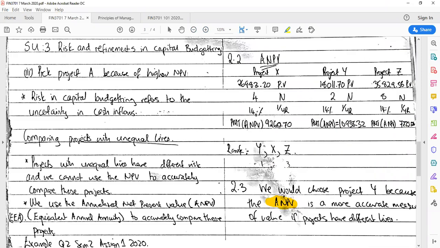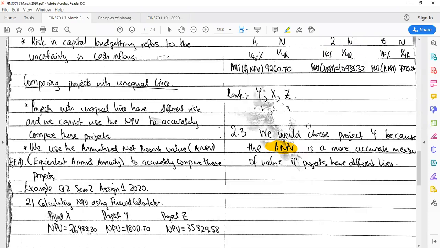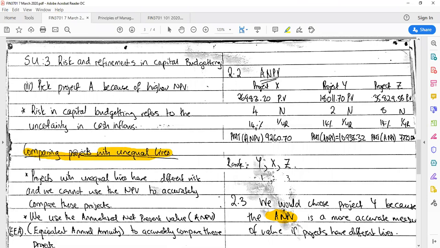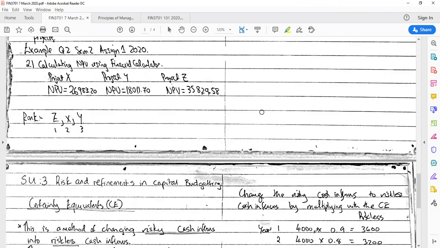We should use this approach where we change our NPV into an annual amount, and that way we'll get a more accurate answer. So that's some important theory on comparing projects with unequal lives. Do not use the NPV, but rather use the annualized net present value.